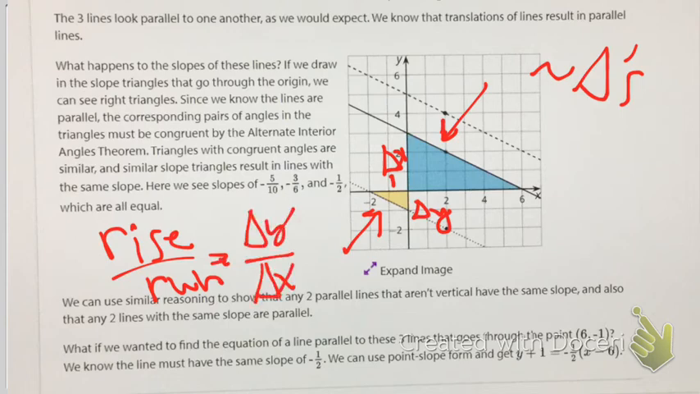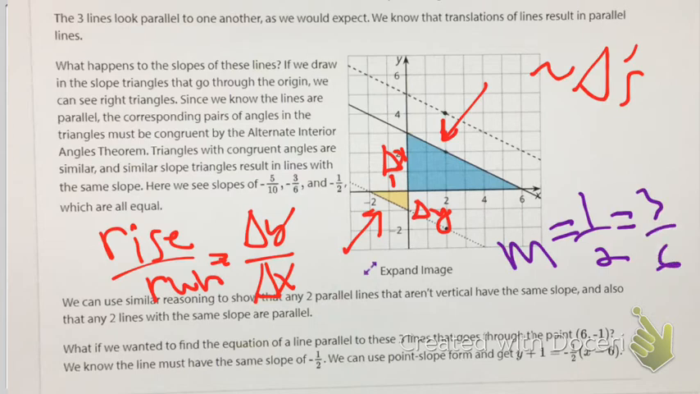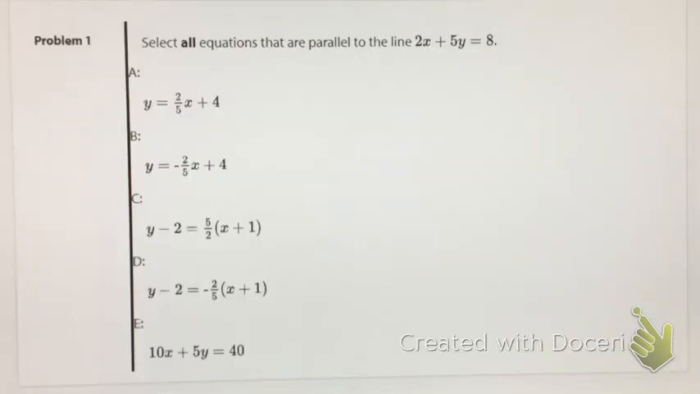Okay, and let's take a look at the numbers real quick before we move on. These lines are parallel, and it looks like they've got the same slope. Rise and run. This one is 1/2. The little guy is 1/2, and the big guy is 3/6. Guess what? That's the same thing. 3/6, 1/2. All good.